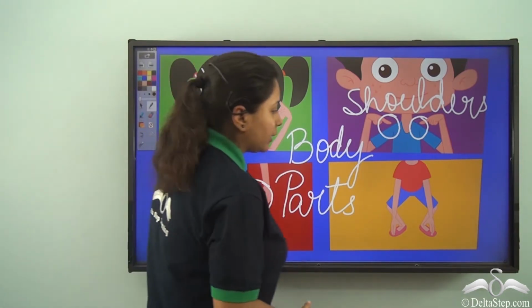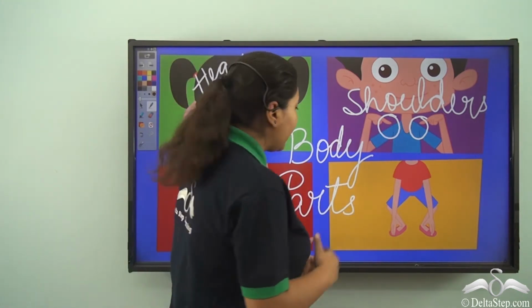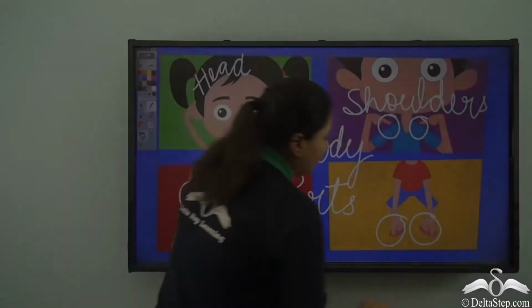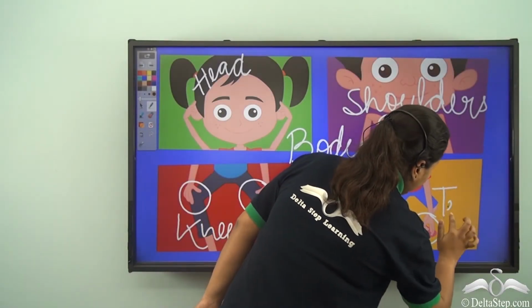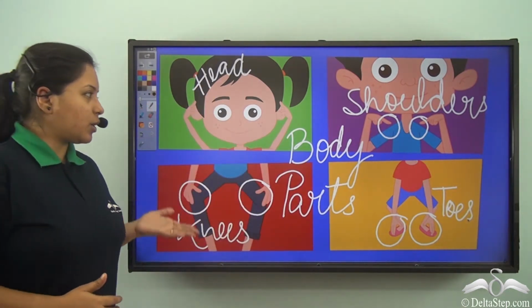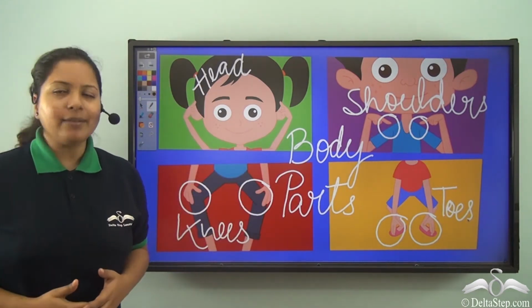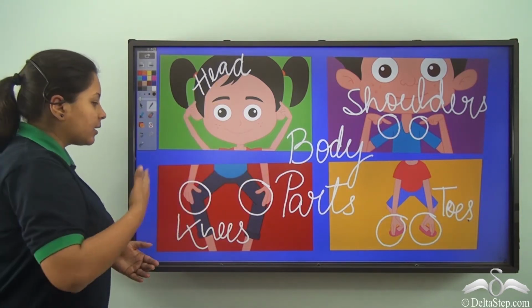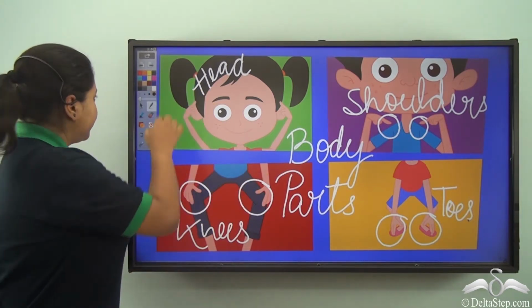And finally, in the fourth picture, we see another body part. Well, these are our toes. So, over here we saw that human beings have different types of body parts like head, shoulders, knees and toes.